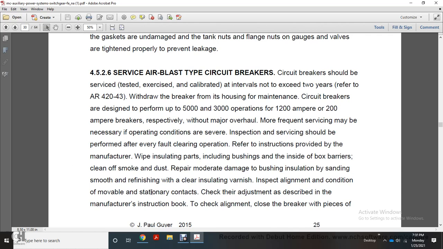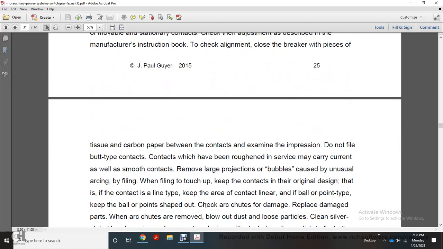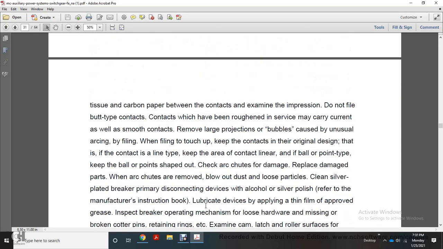Inspect alignment and condition of movable and stationary contacts. Check their adjustment as described in the manufacturer's instruction book. Check the alignment and close the breaker with a piece of tissue or carbon paper between the contacts. Examine the impression. Note the type of contact, and whether the contacts have roughness on the surface that may recur as well as smooth contact.